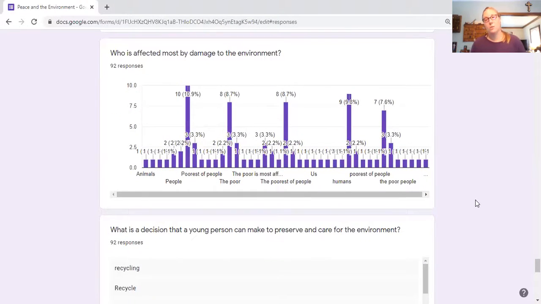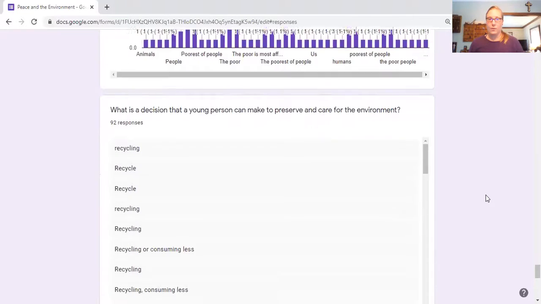Who is affected most by the damage of the environment? That is those who are in poverty, the poorest of the poor, the poor. There were a lot of answers here that were similar, but you couldn't have just put people. That was way too general. I was looking for the poorest of people. And of course, we know that because they're already at a disadvantage. So anytime the environment is in jeopardy, they're in even more jeopardy because they don't have the resources to always find clean water in the first place. And then if you're polluting the water, that puts them at a further risk.